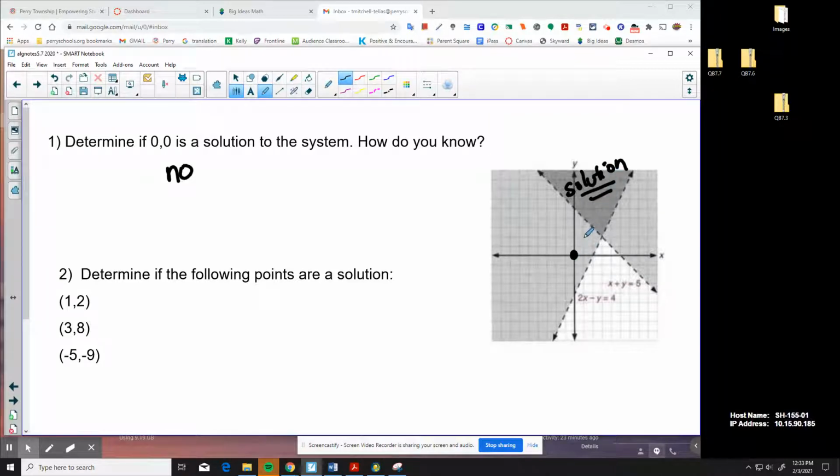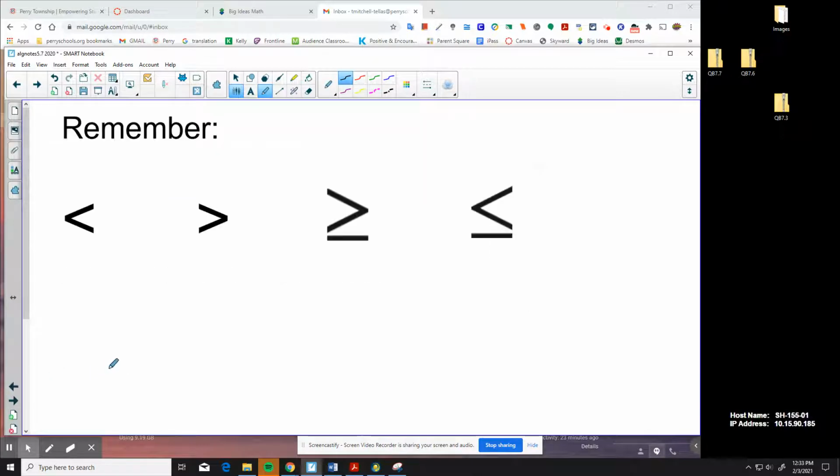So 1, 2 would be here, so that's no. 3, 8 would be up here next to the T, so that's yes. And then -5, -9 is down here somewhere, and that's also no. So the only one that is part of the solution is the 3, 8, because it's in the dark part of the shading where there's double shading. All right, so remember that this one is less than, and this inequality symbol is greater than. This is greater than or equal to, and this is less than or equal to.